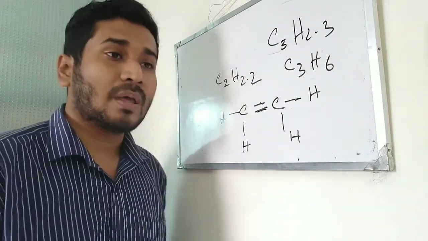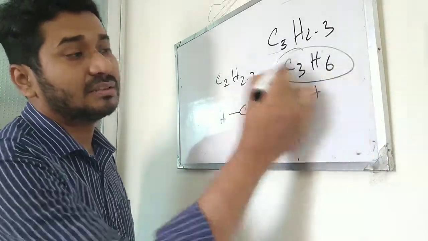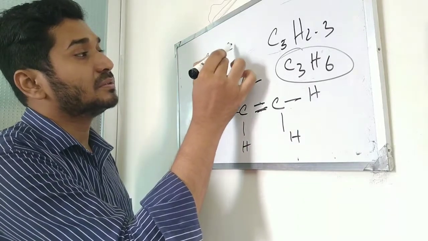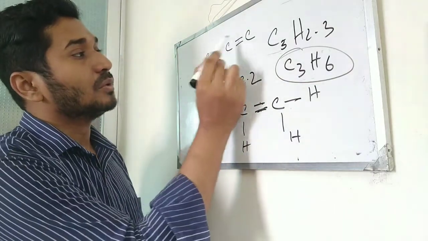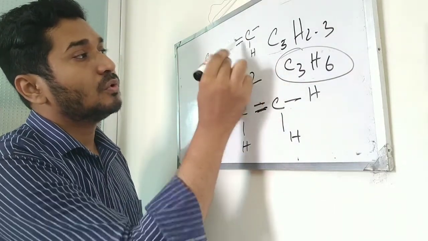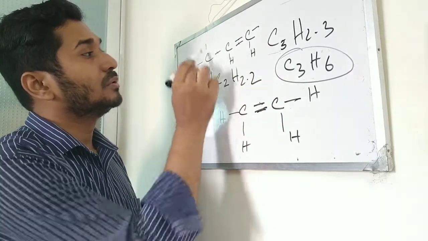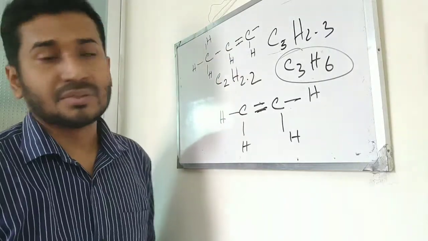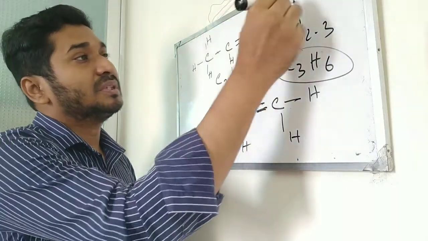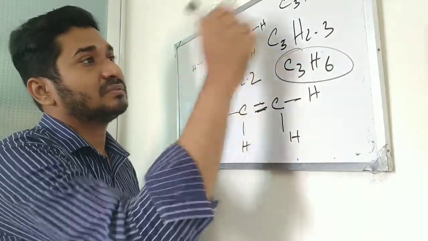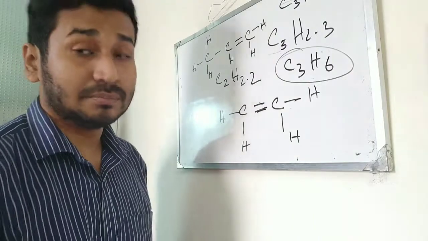So propene, butene, pentene, hexene. If I write propene, it will be C single bond C, and here will be one double bond. So 1 2 3 4, 1 2 3 4, and 1 2 3 4. If you count the number of hydrogens, it will be C3, H 1 2 3 4 5 6, H6, that is propene. Then butene, pentene, like that.